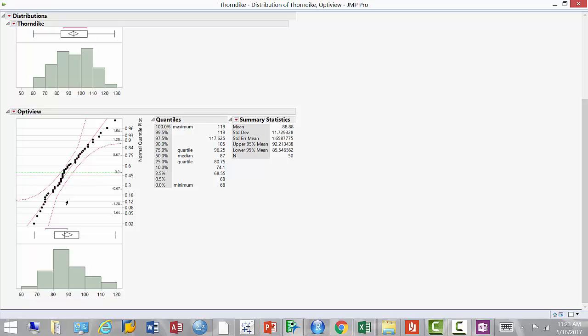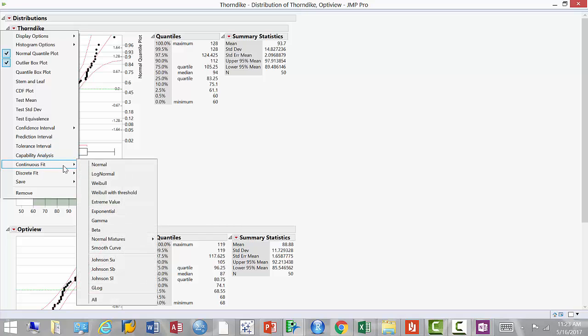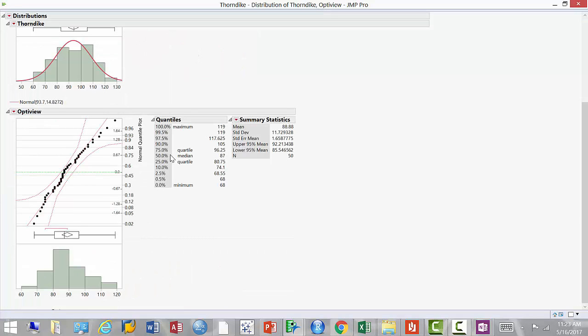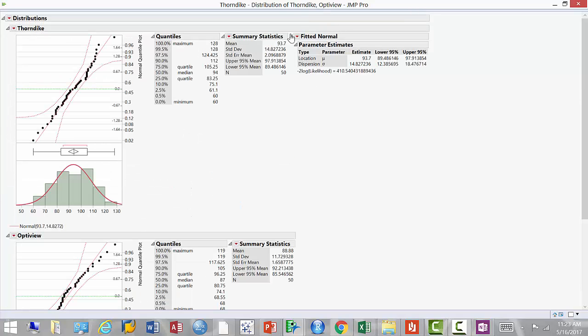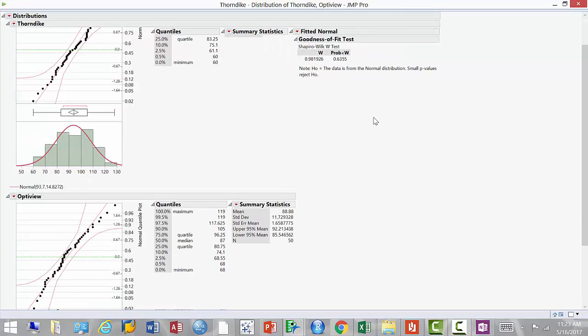PDN, right? Pretty darn normal. And finally, let's go ahead and fit the normal curve into each one of them and use the Shapiro-Wilk test. So sample number 1, I'm going to say continuous fit normal curve. And here it is, normal fit. And in the normal fit, I'm going to ask for goodness of fit, how well my normal curve fits the distribution, right?